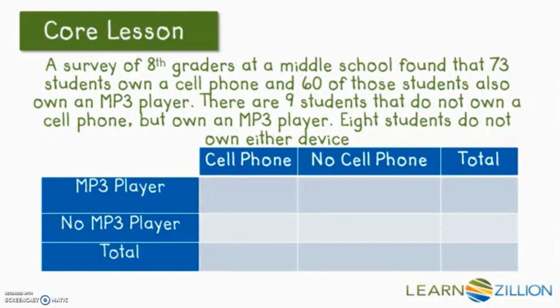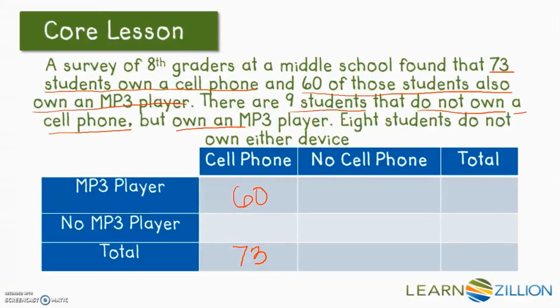that we know. We know that there are 73 students that own a cell phone. So the total students owning a cell phone is 73. Of those students that own a cell phone, 60 also own an MP3 player. So we would put a 60 here to represent the number of students with a cell phone and an MP3 player. There are 9 students that do not own a cell phone, but they do own an MP3 player. So no cell phone, but an MP3 player would be here.